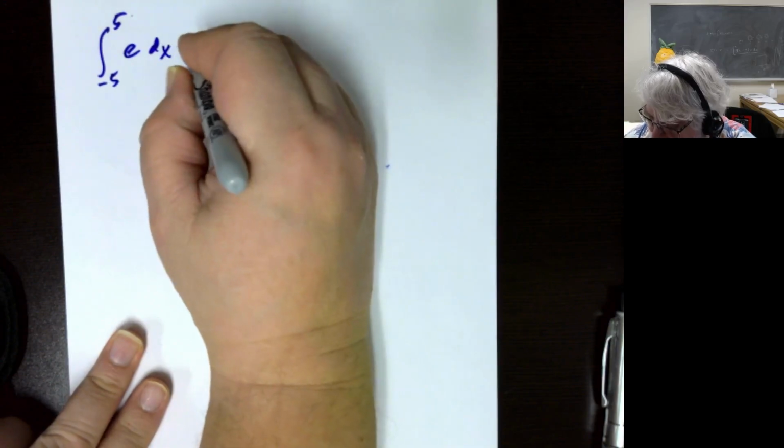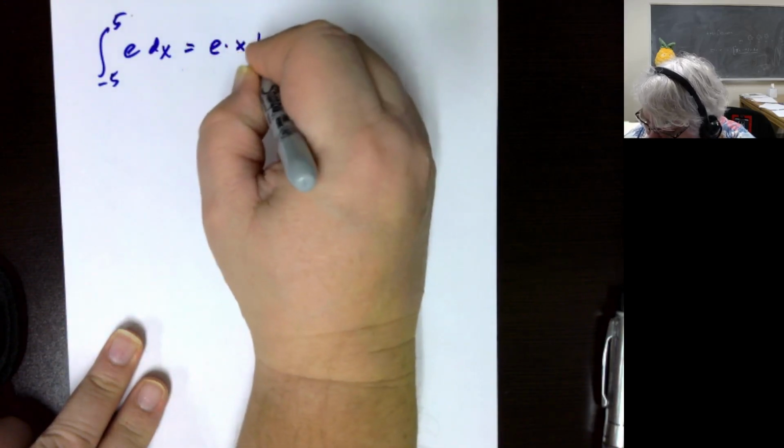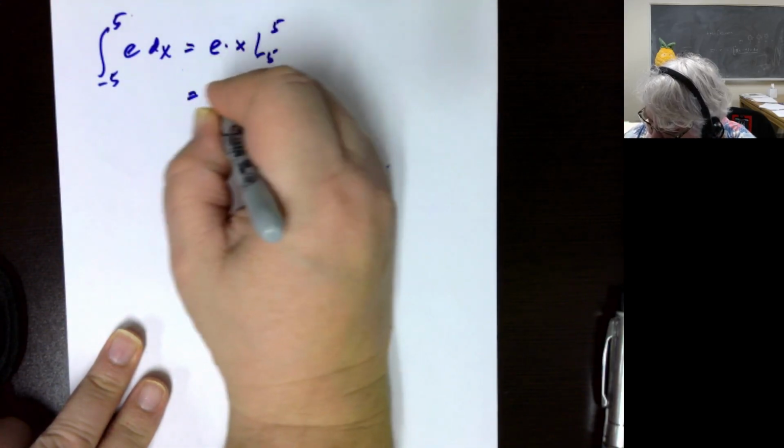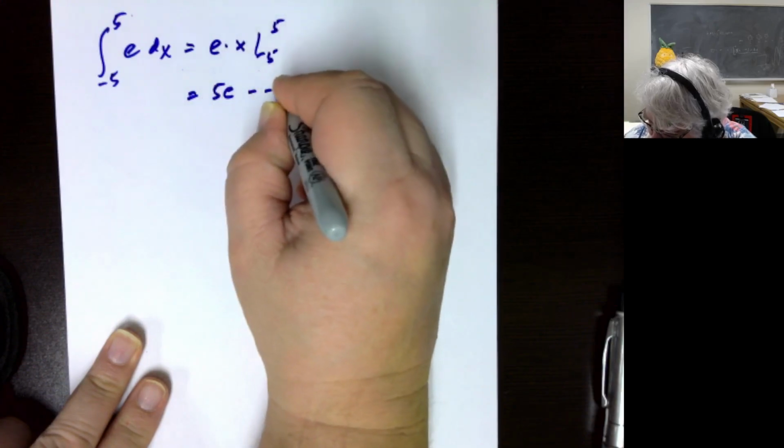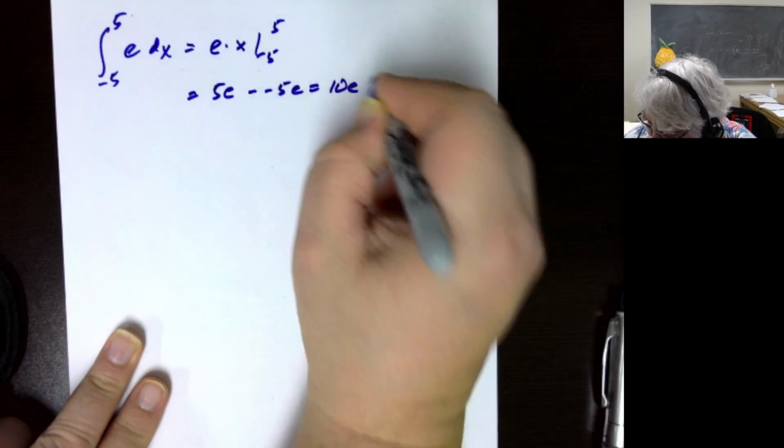This is a constant, so that's e times x from -5 to 5. And so that's 5e minus (-5e), which is 10e.